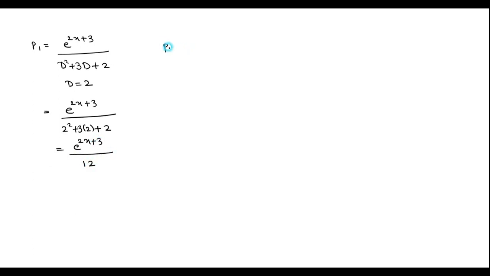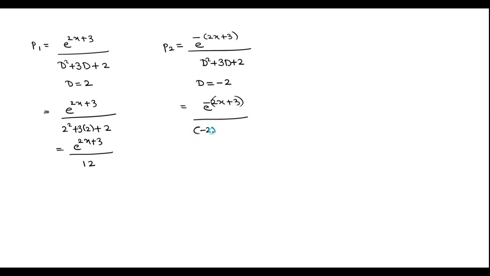Similarly, P2 is e raised to minus 2x plus 3 divided by D square plus 3D plus 2. Here the coefficient of x in the exponential is minus 2. So take D equal to minus 2. It is e raised to minus 2x plus 3 divided by minus 2 the whole square plus 3 into minus 2 plus 2. So we see that the denominator is 0.